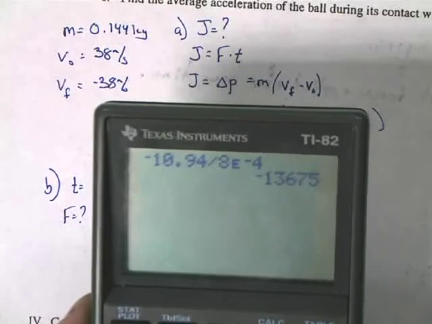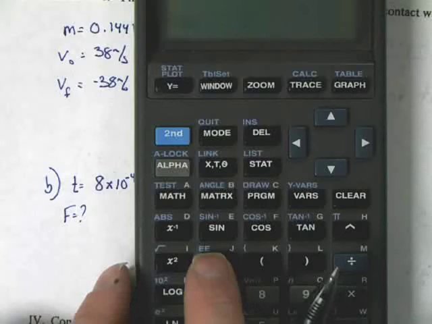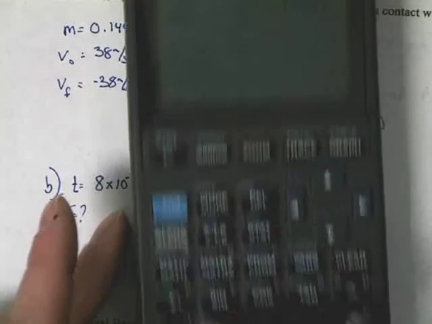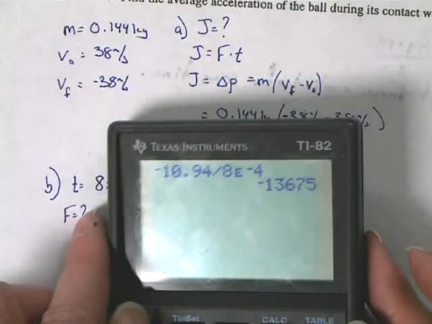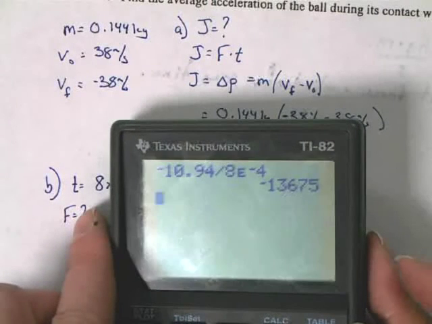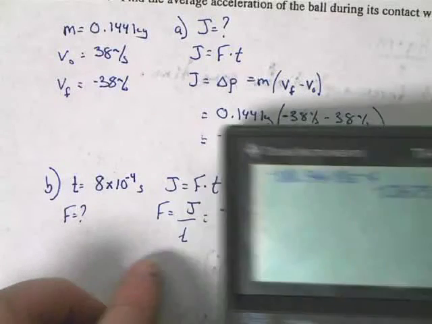So that's what it should look like on your calculator. So I'm getting negative 13,675 newtons. Make sure you're getting that on your calculator also. Yeah, you use this button right here.